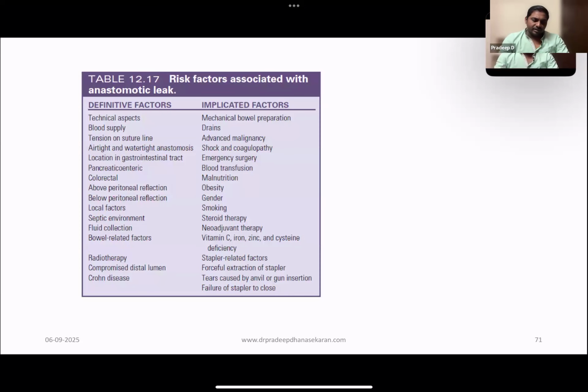So these are the determining factors. Technical factors, you should have an adequate blood supply, less tension, and it should be an airtight and watertight anastomosis. Moving on to location, pancreatico-enteric, colorectal, all these have increased risk. And local factors, obvious infection, fluid collection surrounding the anastomotic site, bowel related factors secondary to radiation, etc. Radiotherapy, Crohn's disease, all these will have an increased risk of leak.